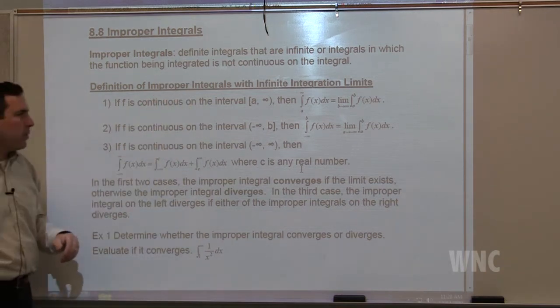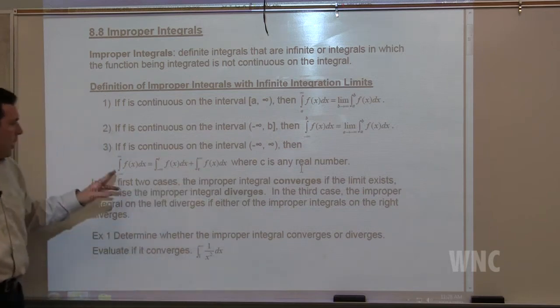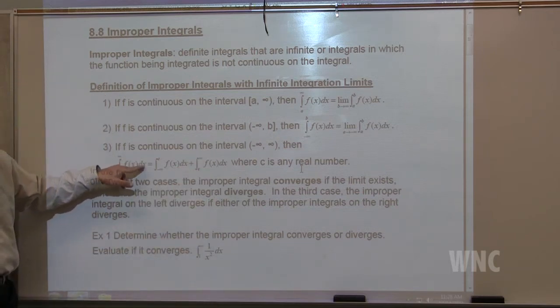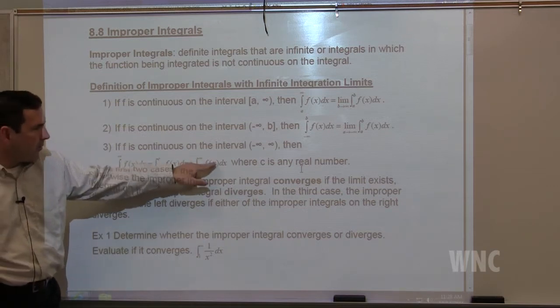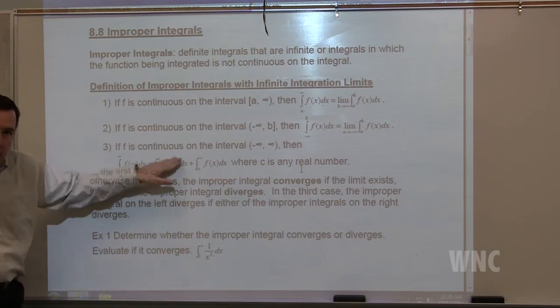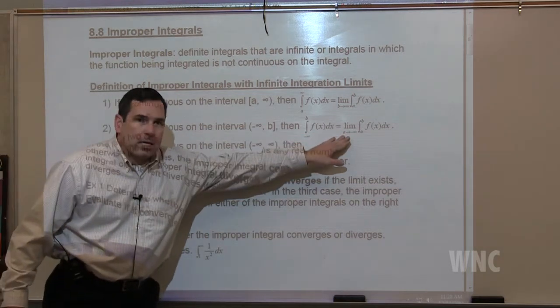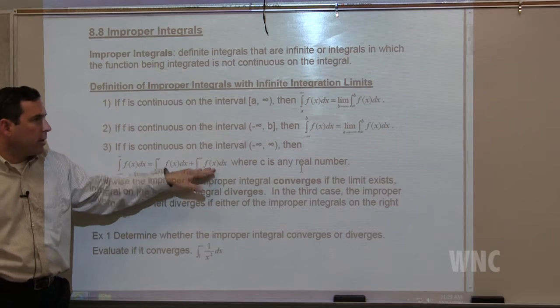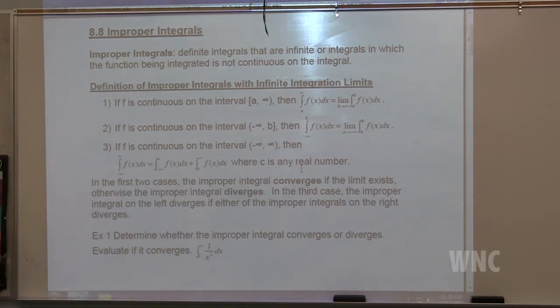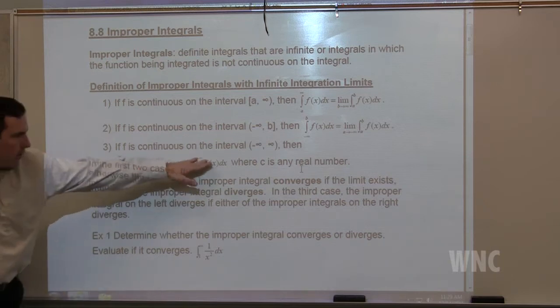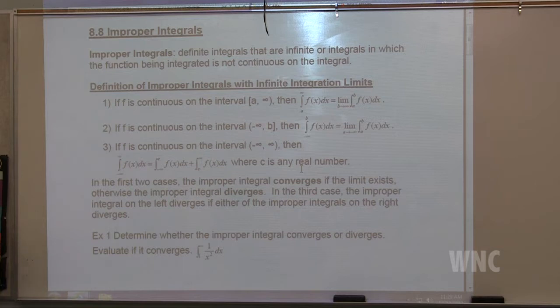If f is continuous on the interval from negative infinity to infinity, then the integral from negative infinity to infinity of f of x dx is the integral from negative infinity to c of f of x dx plus the integral from c to infinity of f of x dx. So for this one you take the limit as a goes to negative infinity, and for this one the limit as b goes to infinity. In the first two cases, the improper integral converges if the limit exists, otherwise it diverges. In the third case, the improper integral on the left diverges if either of these diverges.